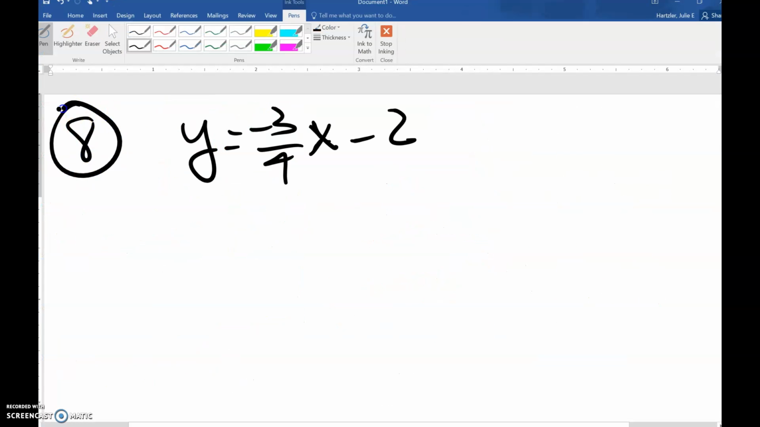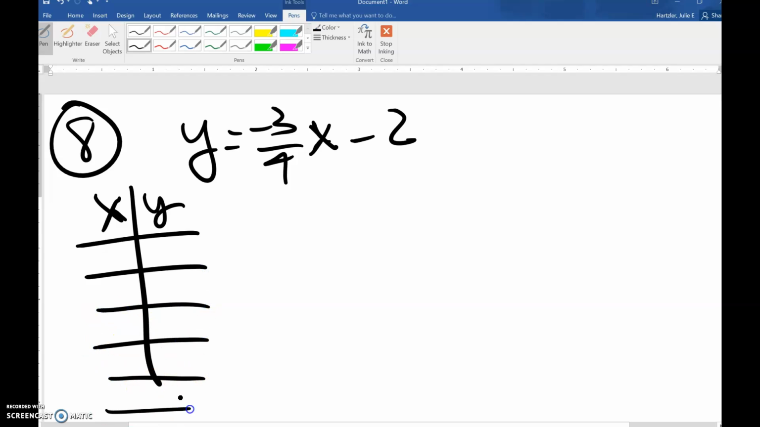Okay, so let's look at number 8, and we're going to graph. And there's a couple ways you can do this. So if you don't like using slope-intercept form, you can always make an input-output chart. And remember, input is the independent variable. Output is your dependent variable. Remember this word ID. So you have control over the input. It's the output that's dependent.